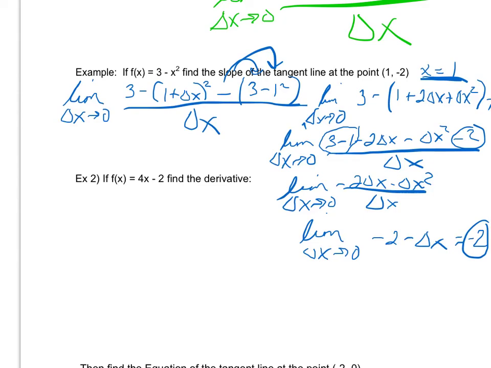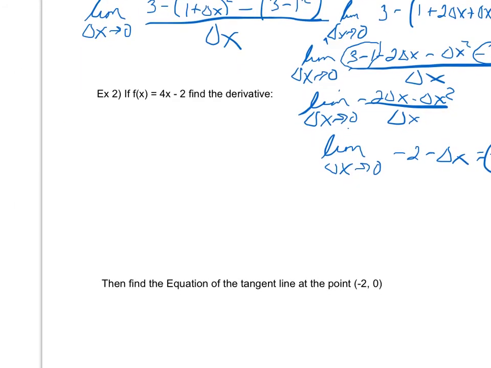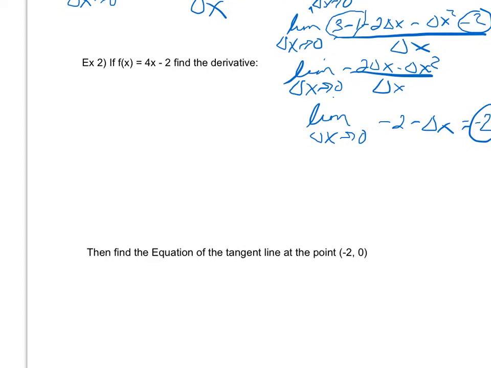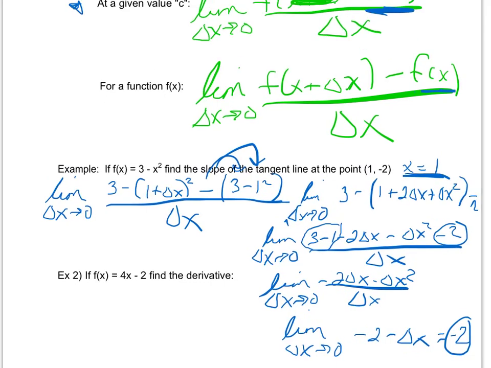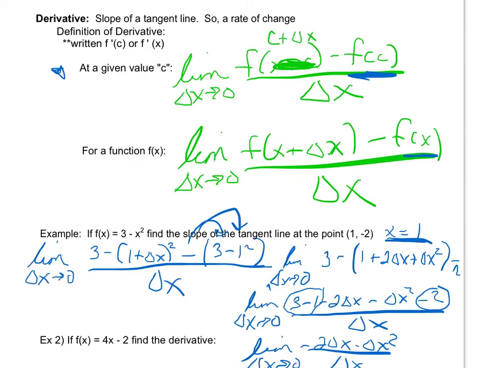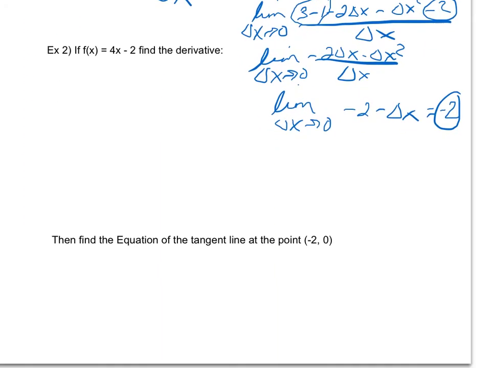So this example 2 has 2 points. So now I'm finding the derivative of my given equation, and then I'm going to turn that into the actual equation of the tangent line. So I'll start by finding the derivative or the slope, and then I'll write an equation. So now, instead of being given an x value, I'm starting with just a function. So I'm going to go ahead and use this definition instead. Everything works the same.